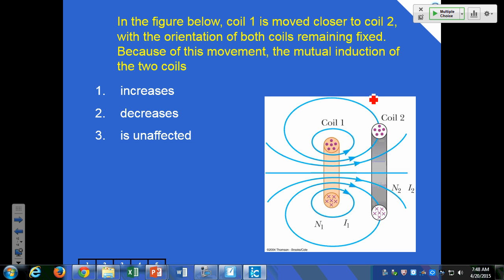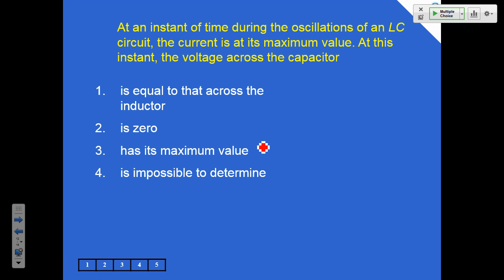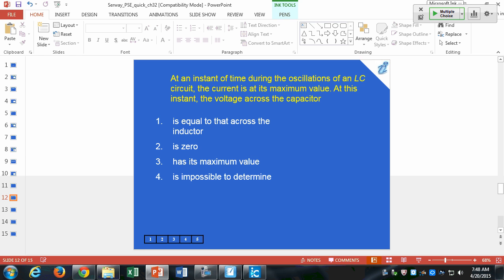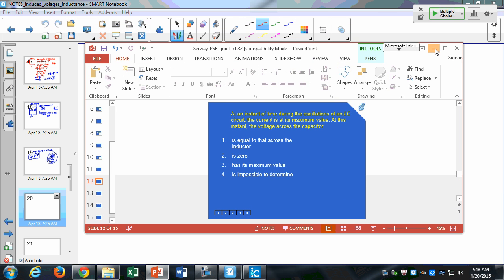Okay, next one's on LC circuits, I think. Let me see. Yeah, we'll come back to this. We're going to get into LC circuits. I'm not really sure exactly how far we're going to get before the end of the semester.